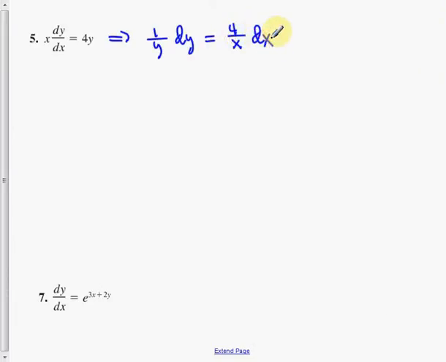Is that okay? Okay. So now the variables are separable. So now we integrate with respect to dx and with respect to dy. And after a while, you'll be able to just write the answer. You can look at the answer. That's natural log of y is equal to 4 times the natural log of x plus some constant. So that's the goal.